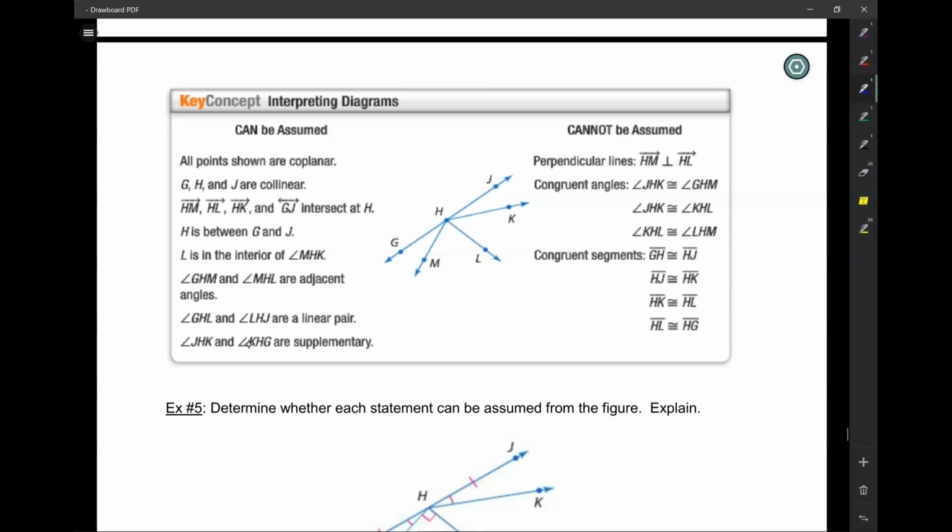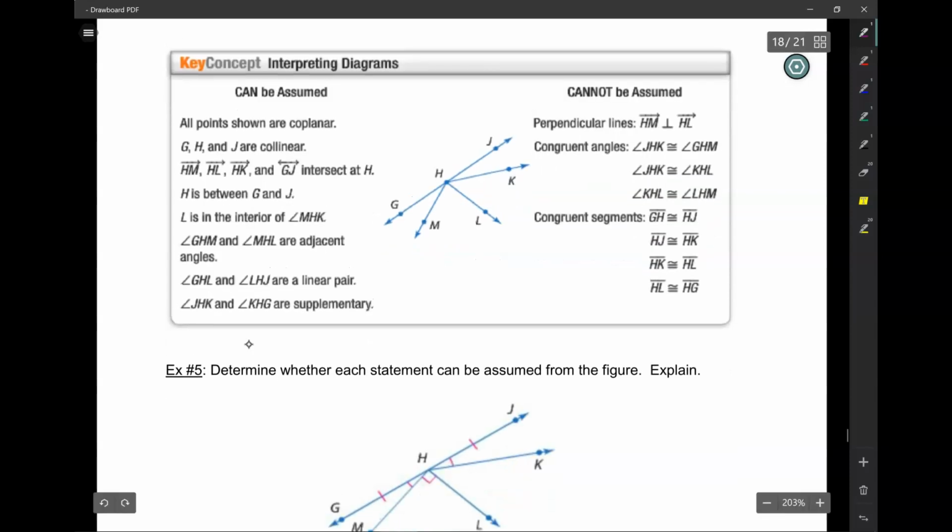All right. So this is very, very important: how to interpret diagrams. When you look at a diagram, there are things that you can assume and there are things that you cannot assume. So, for example, look at this one. You can assume that all these points are collinear. You can assume that all of these intersect at H.